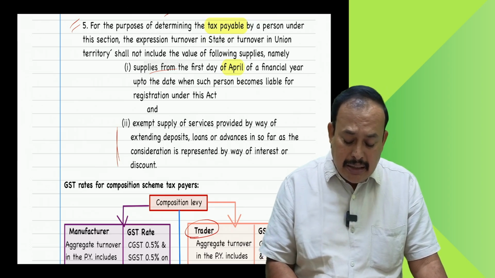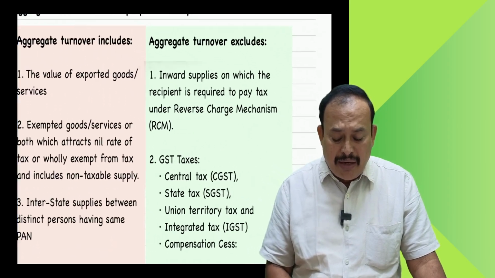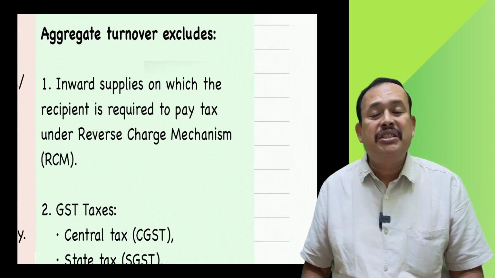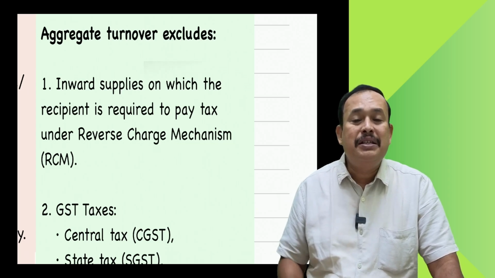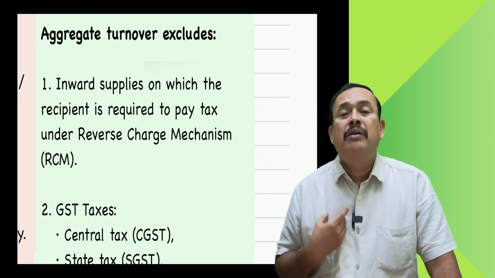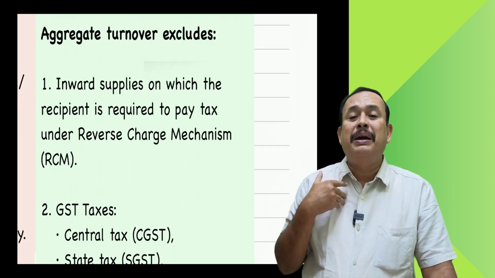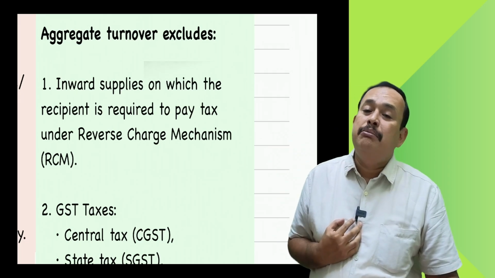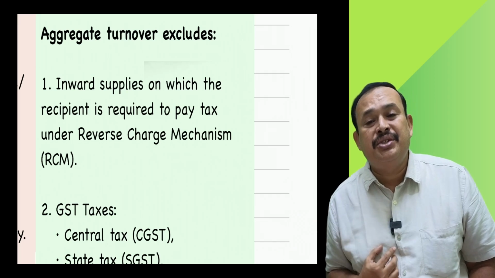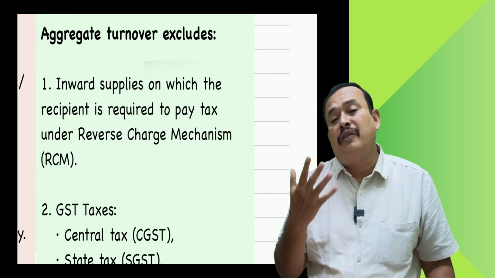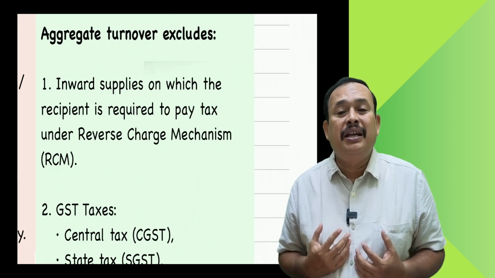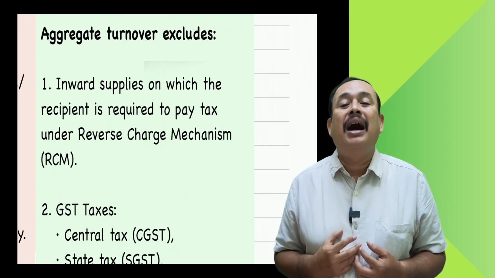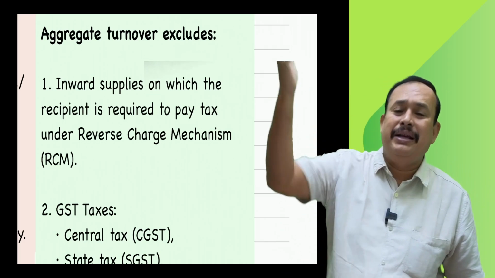Aggregate turnover includes and excludes. First, while computing the 150 lakhs, you should exclude inward supplies on which the recipient is required to pay tax under reverse charge. That means I'm a CA of Chennai. I have the composition scheme. When I purchase services, being a recipient, Mr. C, who is under the composition scheme, is liable to pay GST under RCM, the reverse charge mechanism. Mr. C paid the GST under RCM on his purchases of services. It is not the turnover of Mr. C. So for a composition taxpayer, while determining his aggregate turnover, you should not add the turnover on which Mr. C paid tax under RCM. Should not include, because it is the turnover of the supplier, not the recipient.